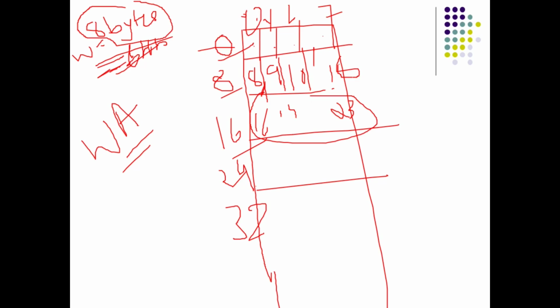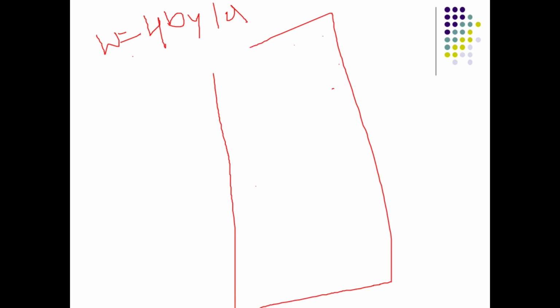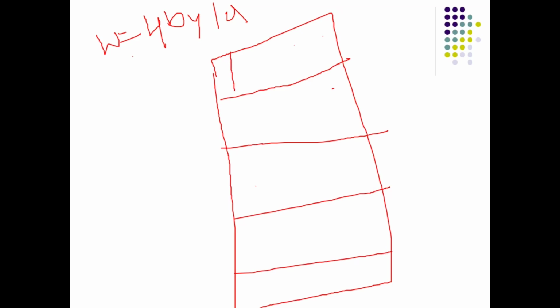Okay, let me take one more example. Let us take a processor whose word length is 4 bytes. That means its word length is 32 bit, but I am considering it as 4 bytes. How exactly does that memory look? If this is the memory, each row is one word. I said word length is 32 bit, that means 4 bytes. Every word contains 4 bytes. So this is how I'll draw this.